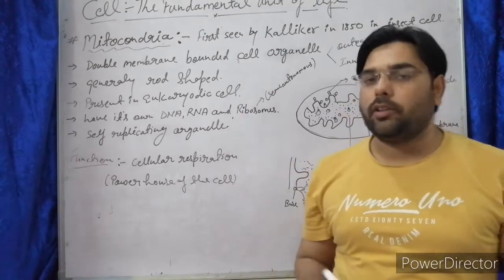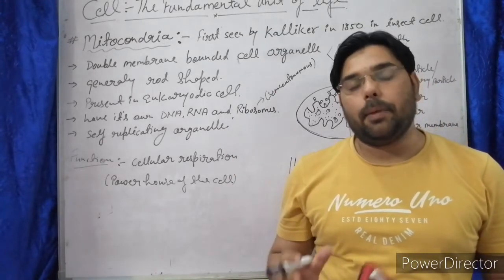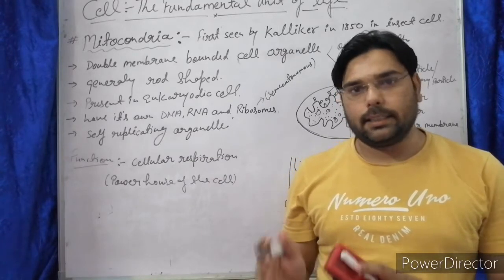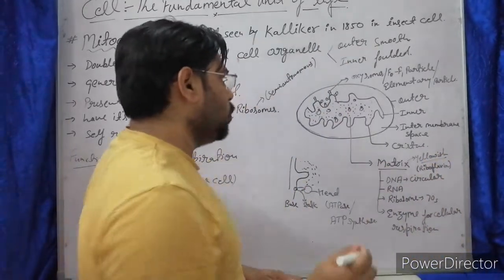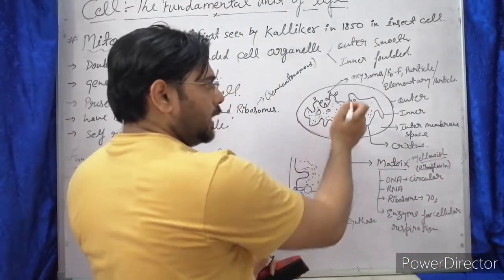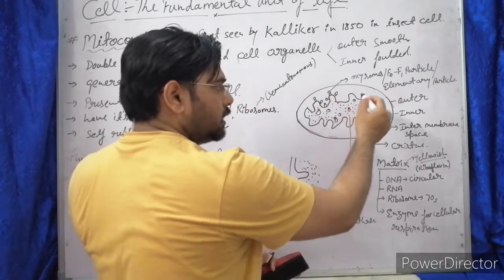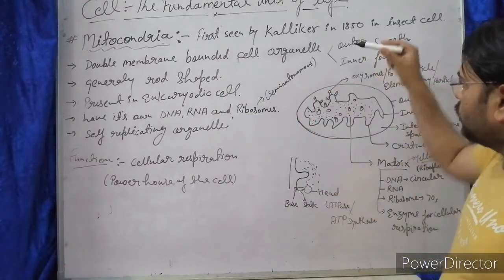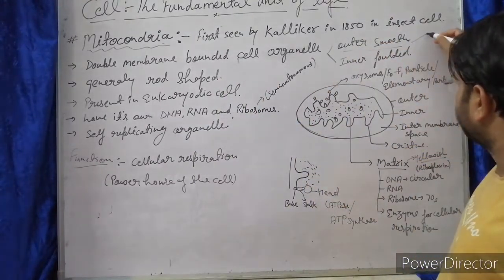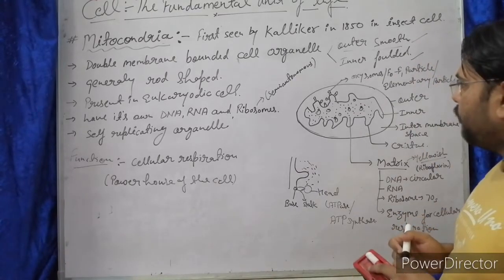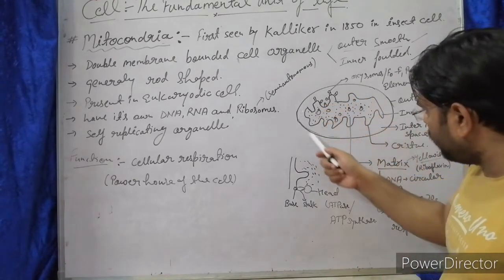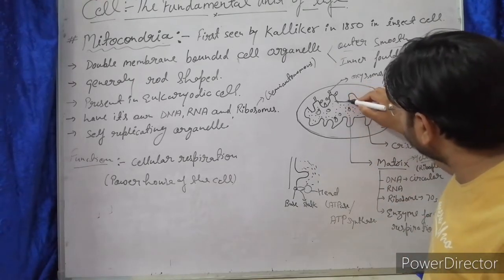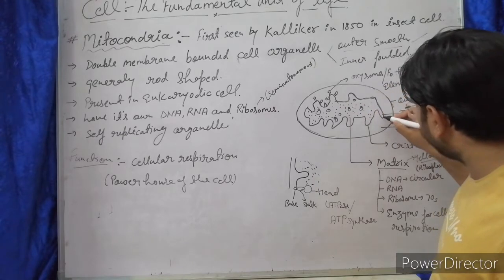So what is mitochondria? Mitochondria is the double membrane bounded cell organelle which is present in eukaryotic cells. Double membrane bounded means it has two membranes: the outer membrane, which is smooth, and the inner membrane, which is infolded. So this is the outer membrane of mitochondria, and this folded membrane, which is folded inward, is called the inner folded membrane.